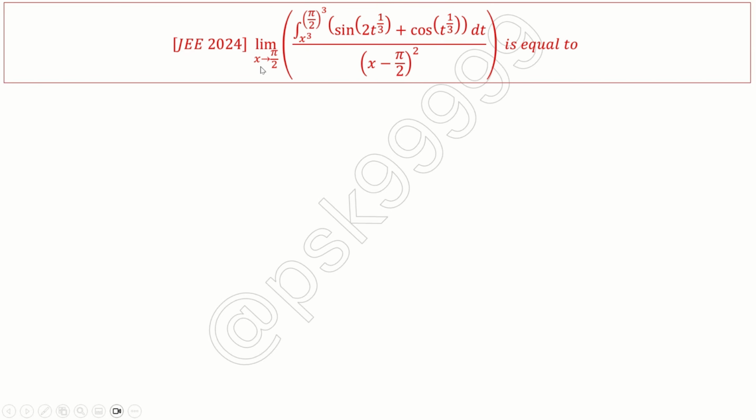So if I apply this limit, x equal to pi by 2, to the numerator, the integration goes from pi by 2 cube to pi by 2 cube. The upper limit and lower limit are the same, so the integration will become 0. And the denominator also, if I apply x equal to pi by 2, is pi by 2 minus pi by 2, which is 0. So this is in the form of 0 by 0. In limits, we know that if you get the form 0 by 0, you should apply L'Hospital rule. That is basically you differentiate numerator and denominator once. So we need to do differentiation of this integration, right?